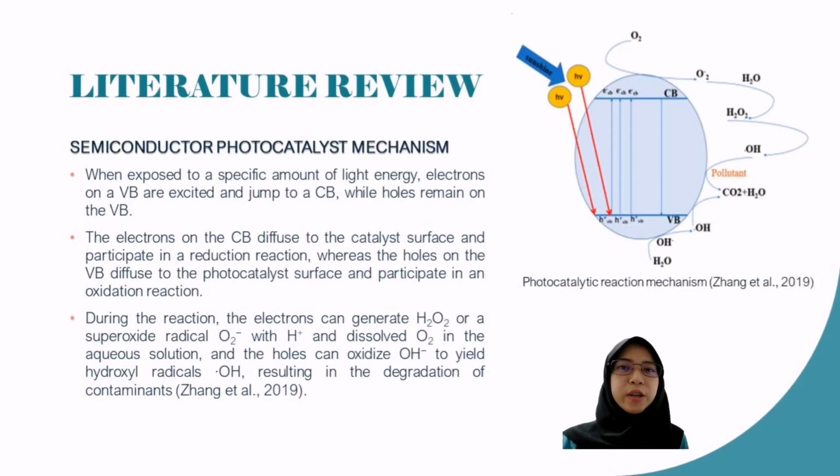Next, semiconductor photocatalyst mechanism. When exposed to a specific amount of light energy, electrons on a valence band, VB, are excited and jump to a conduction band, CB, while holes remain on the VB. The electrons on the CB diffuse to the catalyst surface and participate in a reduction reaction, whereas the holes on the VB diffuse to the photocatalyst surface and participate in an oxidation reaction.